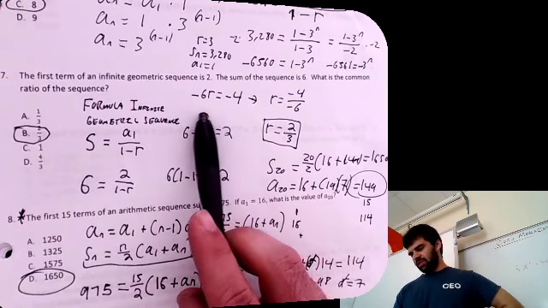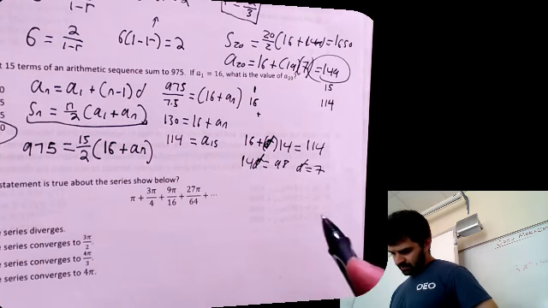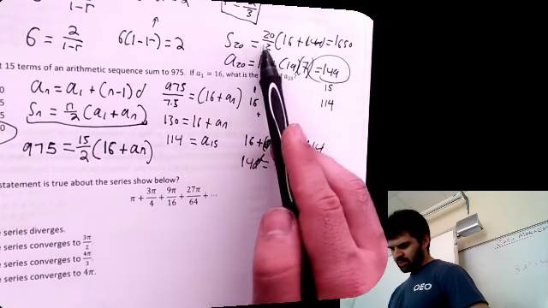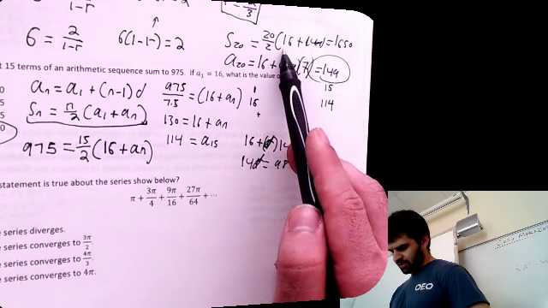130 is equal to 16 plus a_n. Subtract 16 from each side. 114 is equal to the 15th term, a_15. So with that being said, we have a_20 is equal to 16 plus 19 times 7, which is 149. So that's the 20th term. But the sum of the 20th term is going to be 20 over 2 times 16, the first term, plus 149, which is equal to 1650.